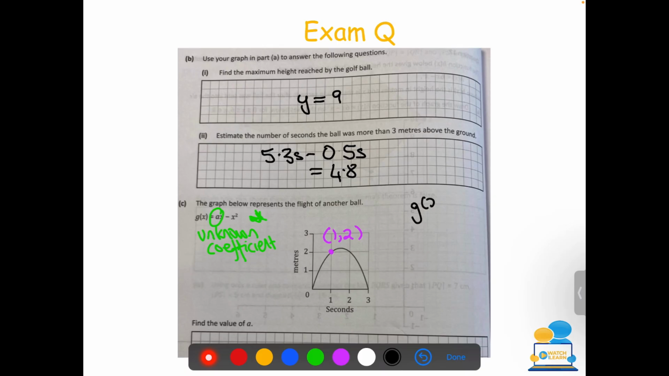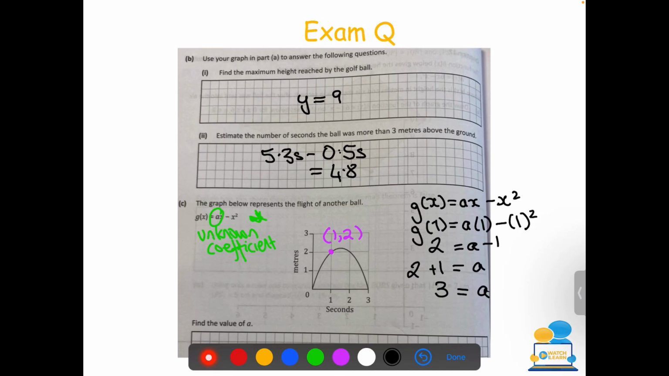So g of x is equal to ax minus x squared. Let's plug in our point. So g of 1 is equal to a by 1 minus 1 squared. That is a minus 1. We know that the y value at that point is 2. So let's find a. We get all our numbers to one side. When the 1 goes over, it's going to become a positive. So a is equal to 3.